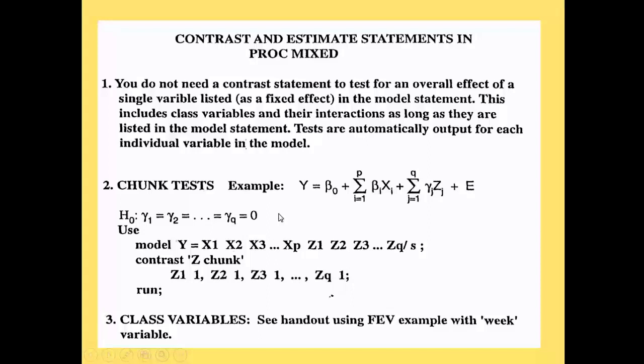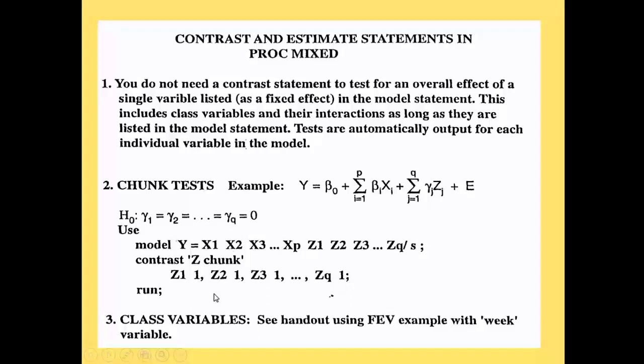Okay. Now, it turns out that when you're using proc mixed, there's a way to do that where you don't have to do a likelihood ratio test. And this could be whether you have an R matrix in there, or G matrix, or whatever. But in any case, when you're using proc mixed, notice what I've written over here. It says contrast 'Z chunk', and then Z1 1, comma, Z2 1, comma, Z3 1, comma, dot dot dot, ZQ 1, semicolon, run. This is the way I can do that test using proc mixed.